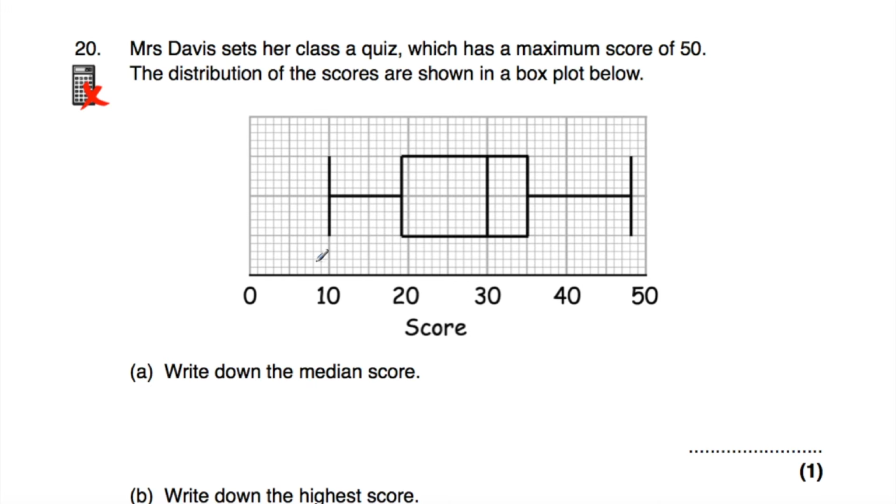So we've got this box plot going from 0 to 50 marks because it's got a maximum score of 50, and we've got the lowest value here, so the lowest score is 10 marks. The lower quartile is 19, the median is 30 marks, the upper quartile is 35 marks, and the highest score is 48 marks. And part A says write down the median score. So the median will be here, so that's going to be 30 marks.